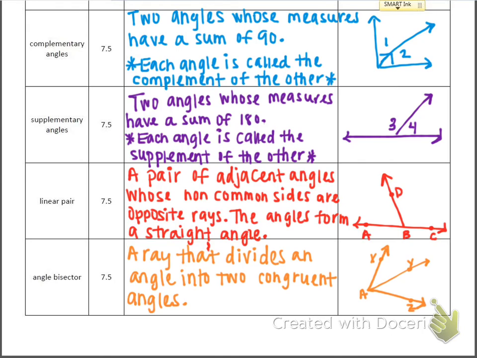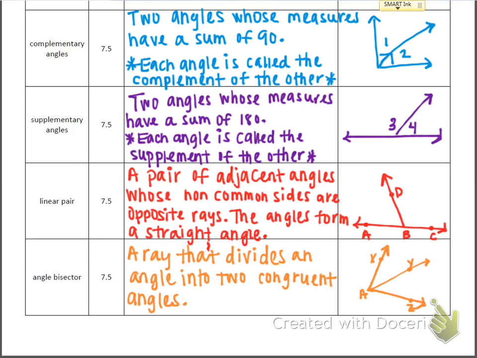So, we'll say that ray AY is the angle bisector. Now, just because they look congruent does not mean we can assume. So we have to make markings that show they are congruent. So remember with segments how we had the tick marks? And then if I were to make two more congruent segments, because we've already used one, we would have to use two, right?